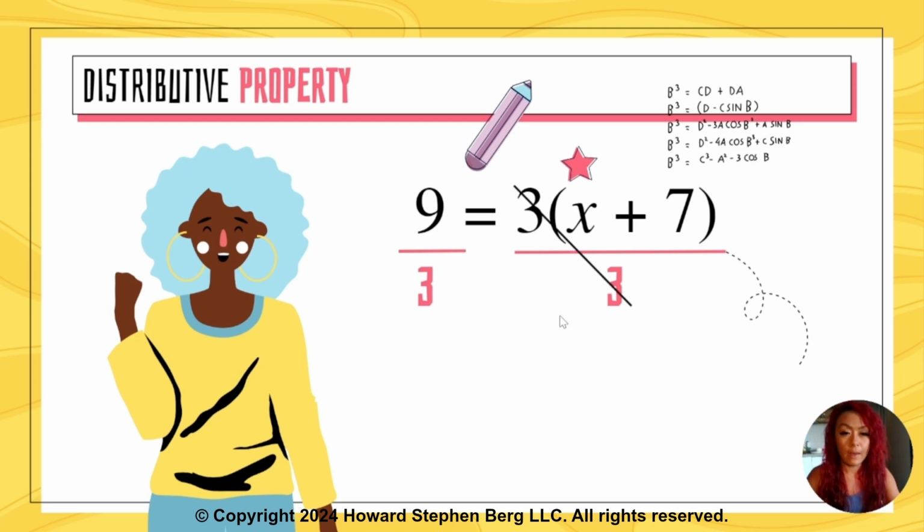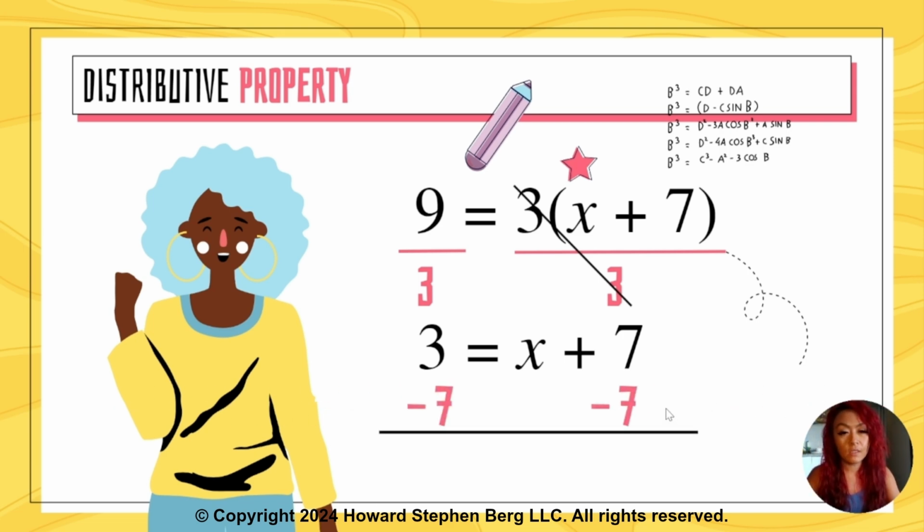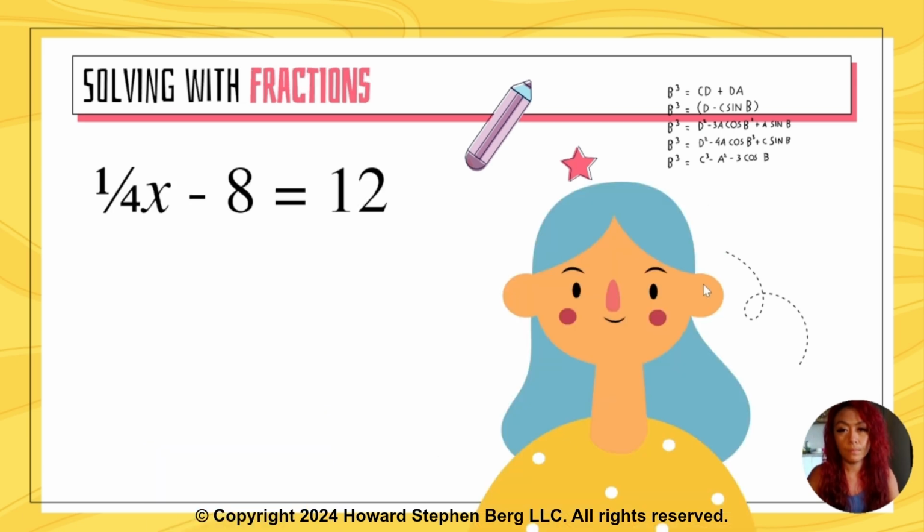The 3's will cancel out. 9 divided by 3 is 3. So we bring down 3 equals the sum of x and 7. And now all we have to do is get rid of the plus 7 by subtracting 7 on both sides. The plus 7 and minus 7 cancel out because they combine to 0. And we get our solution, which is negative 4 equals x, or x equals negative 4.